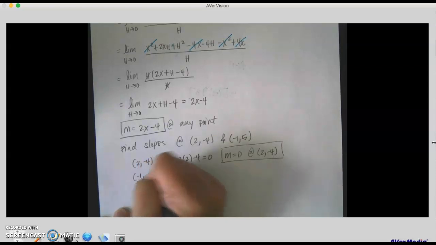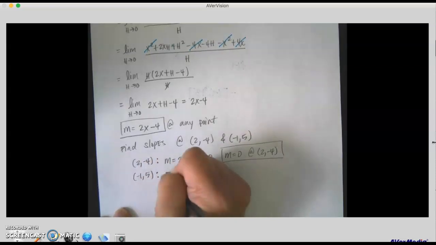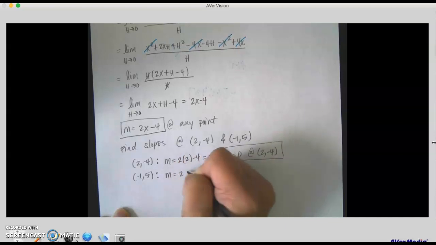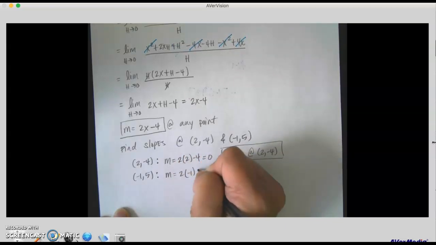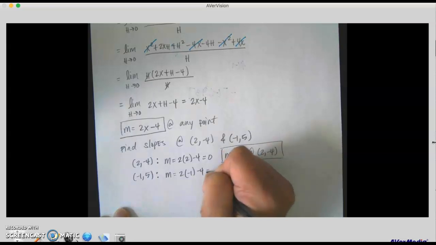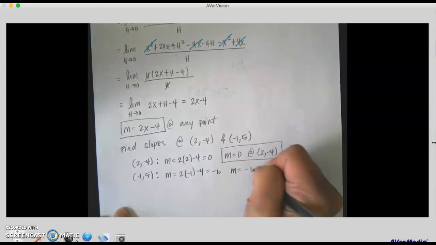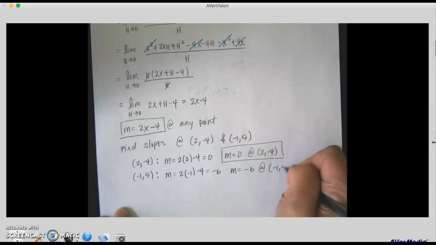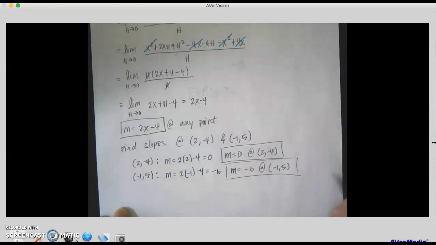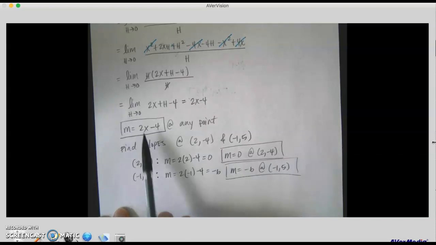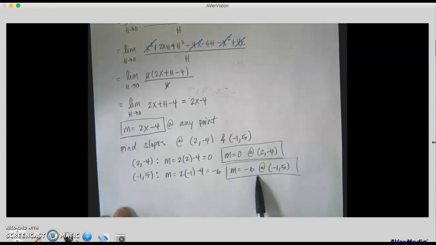To find it at -1, 5, we're going to do the same thing. Use the same slope formula that we found. And so that equals -6. So we're saying my slope is -6 at the point -1, 5. So you see, it's a lot easier to do the general to find it for different slope values than to plug in the 2, do the whole thing, and then for the second question, plug in the -1 and do the whole thing. So we're always going to try to do the general first, and then plug in the point values that are needed to find each of those slopes.